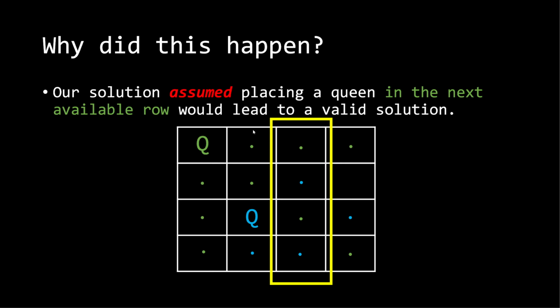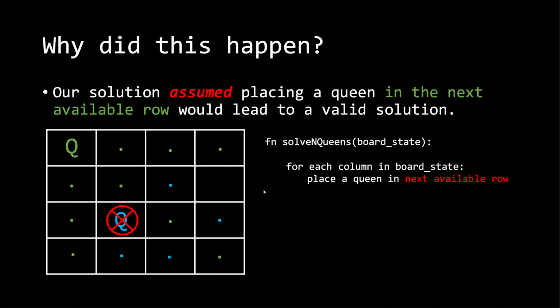Okay, so the reason this happened is because our solution made a pretty bad mistake, which is we assumed if we placed a queen in the next available row, it would lead to a valid solution. I hope this is clear to you, right? We made this very naive assumption that in the following row, we could just get the next available one and that would place a queen there and everything would be cool. Not the case. So this is not a good solution, right? This next available row idea is really not it.